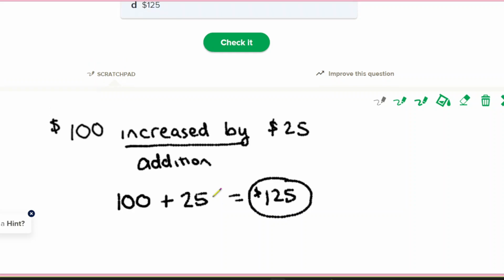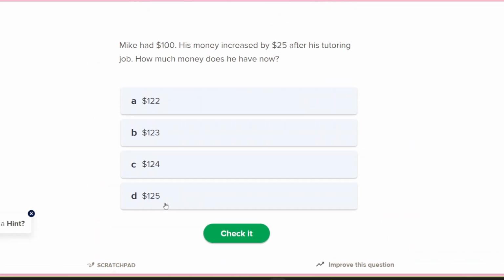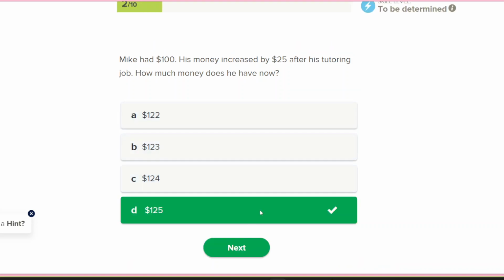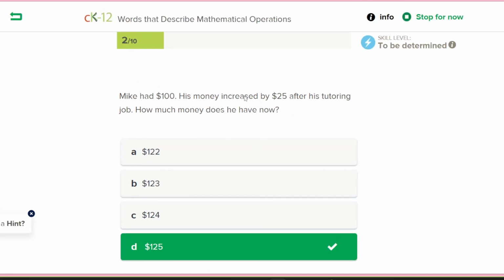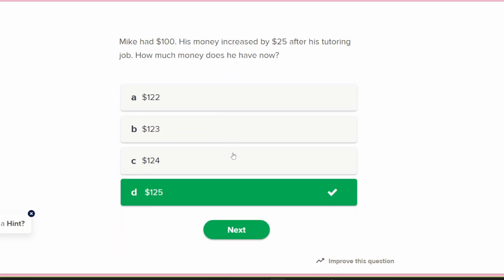That's all we're being asked to determine there. So that would also be answer D. Check it out. Wonderful. Yeah, "increased by" would be adding. "Decreased by," right? If you had the words "decreased by," that would imply you're subtracting. Next example.